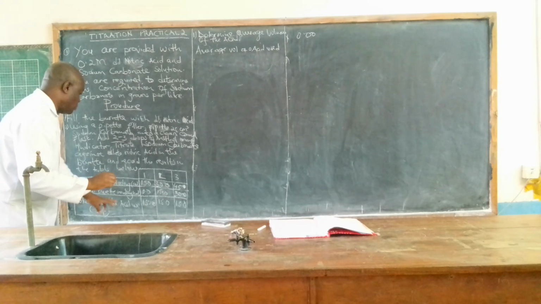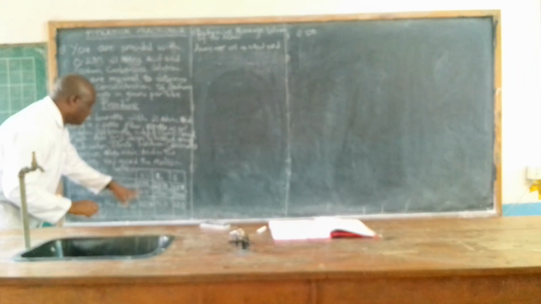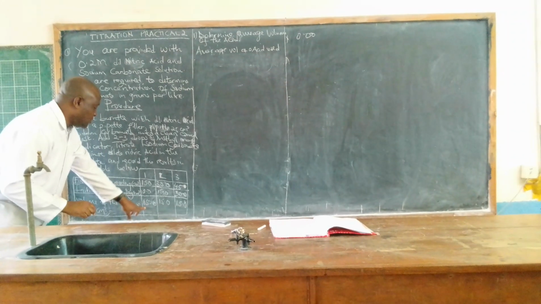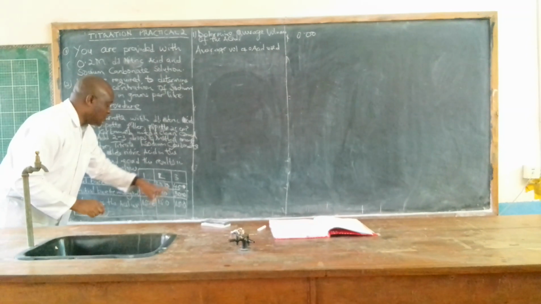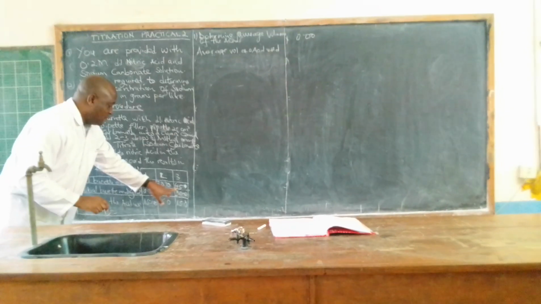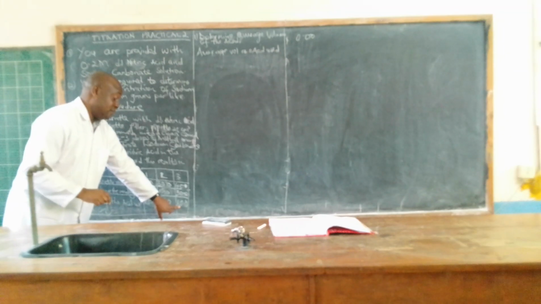Now we subtract the initial from the final. We have 15, we subtract 0, we get 15.0. Then we get 30, we subtract 15, we get 15.0. Then 45, we subtract 30, we find it is 15.0.